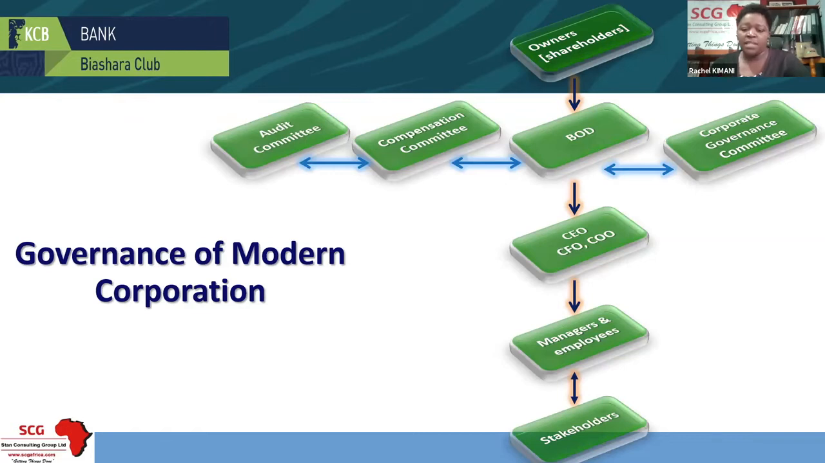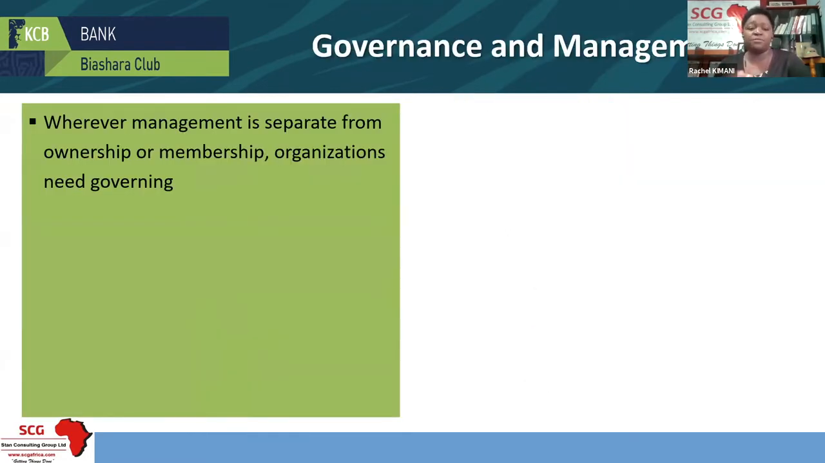Now, the employees, our staff, are directly in a reporting relationship with the CEO, who has a reporting relationship to the board, and then other stakeholders, where we have the suppliers. I can see in the chat box some people introducing themselves as suppliers and dealers for some corporates. So the suppliers and the financiers are part of the stakeholders interested in how an organization is governed. Wherever management is separate from the ownership or membership of the organization, there's need for governance.